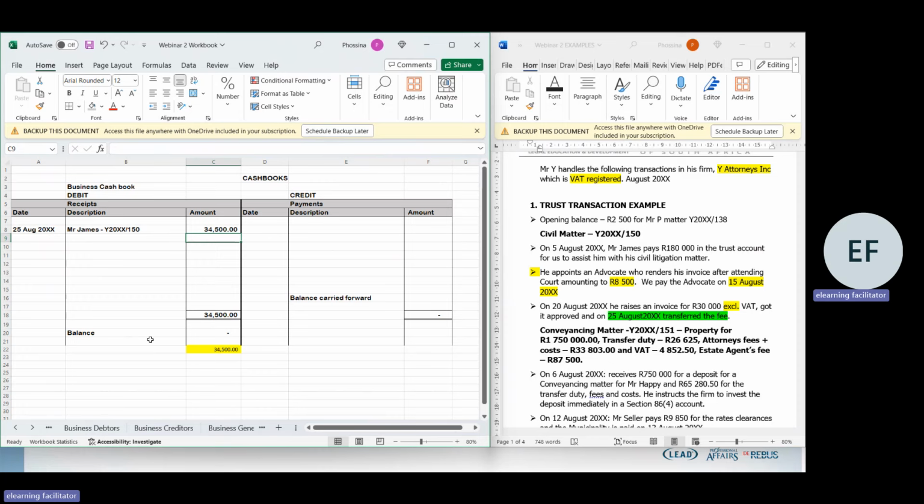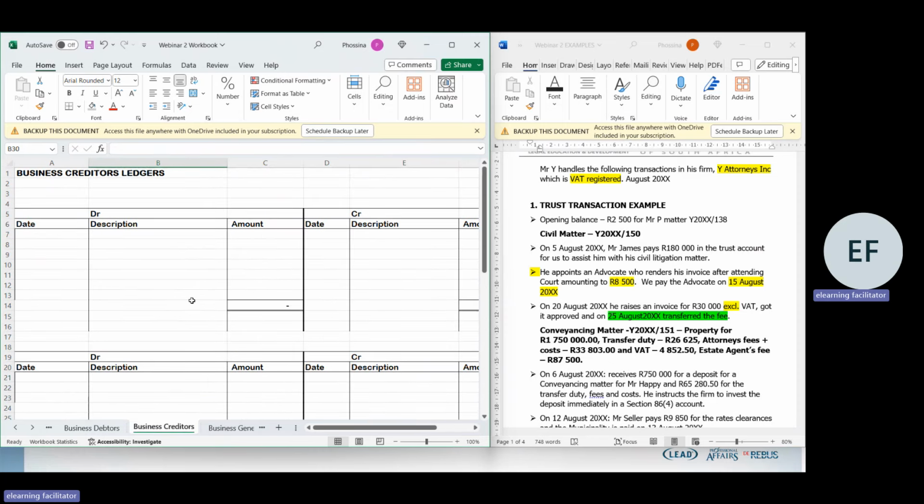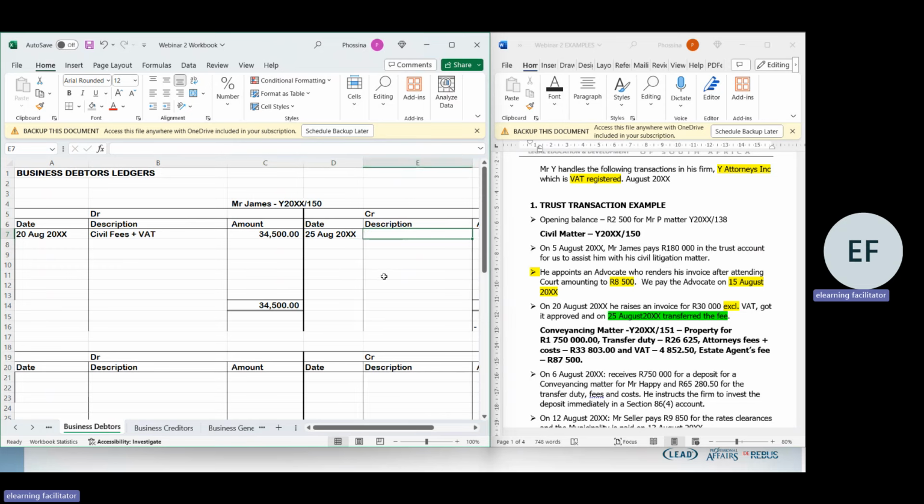To complete the double entry, we go to our business debtors ledger, which is this one. Remember, we've already recorded this transaction, and now we are being paid. So we are going to credit Mr. James to clear off the debt that is owing the practice. 25 August 20XX. And how much?